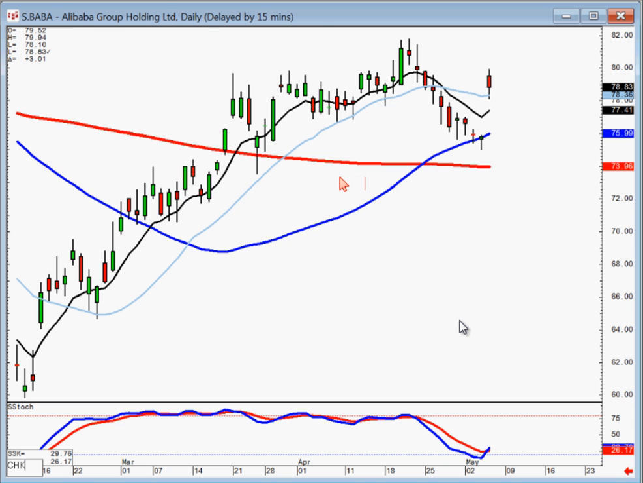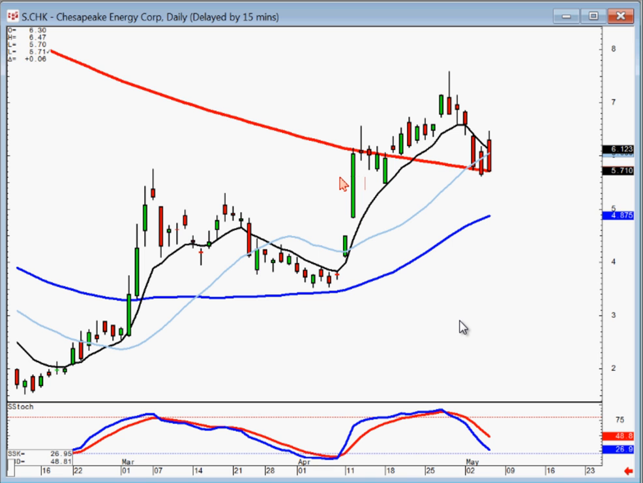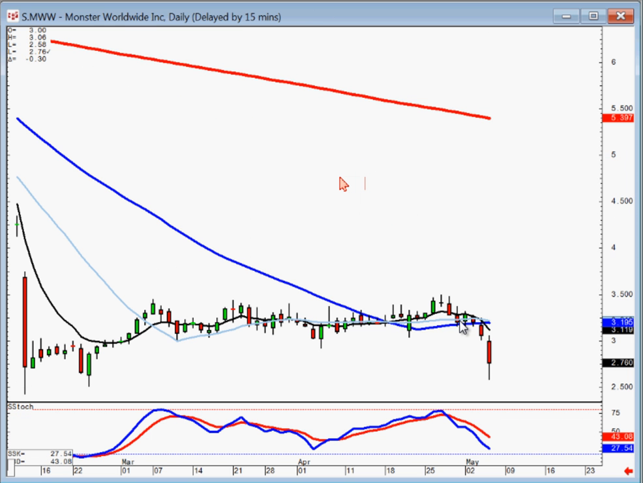Chesapeake, stay short. Haven't been able to get back up above the T line. Monster, stay short. You can't even short this one. You shouldn't be in it. Yeah, I don't think you can short it with it being below $5.